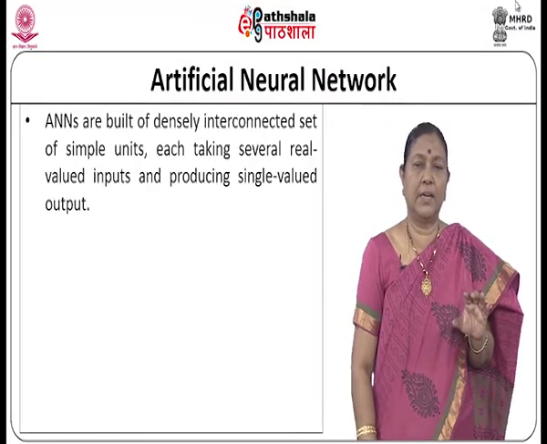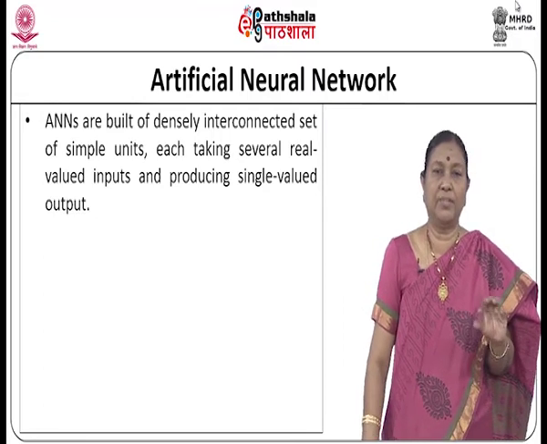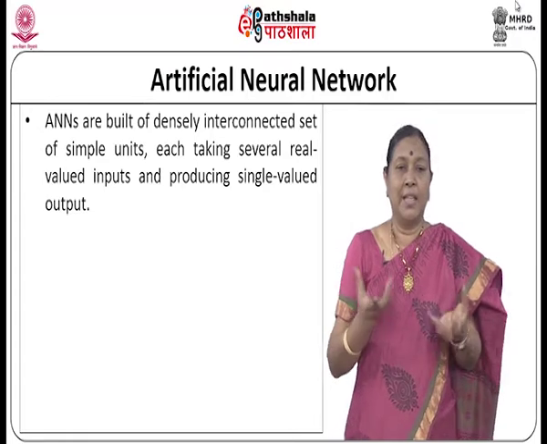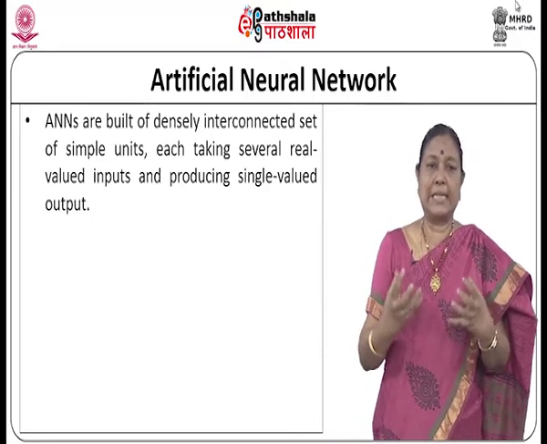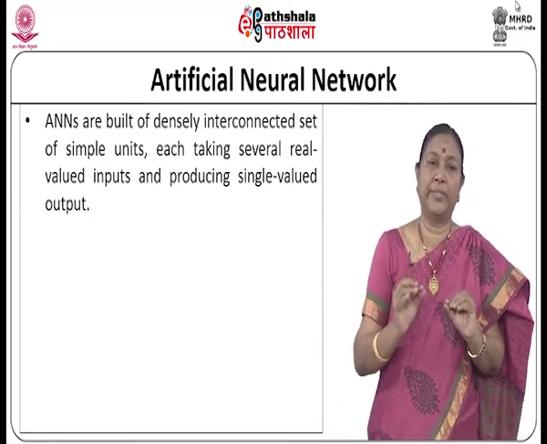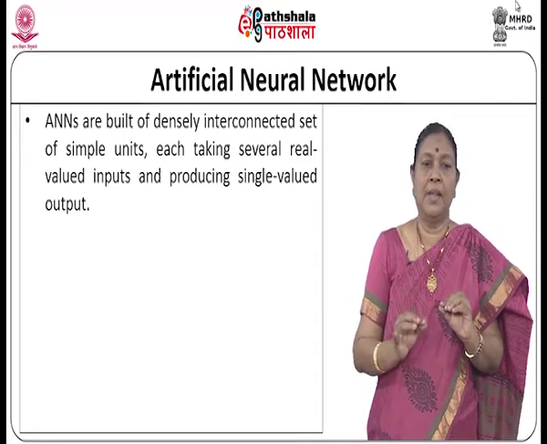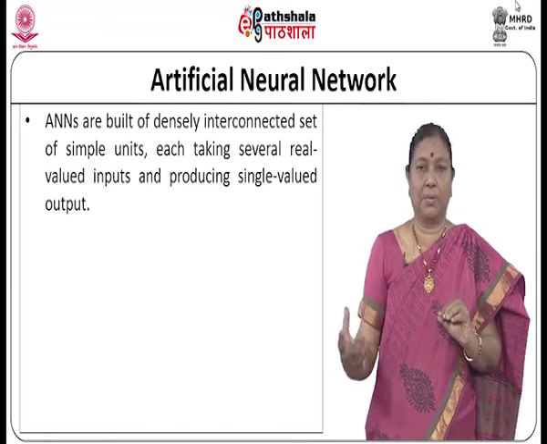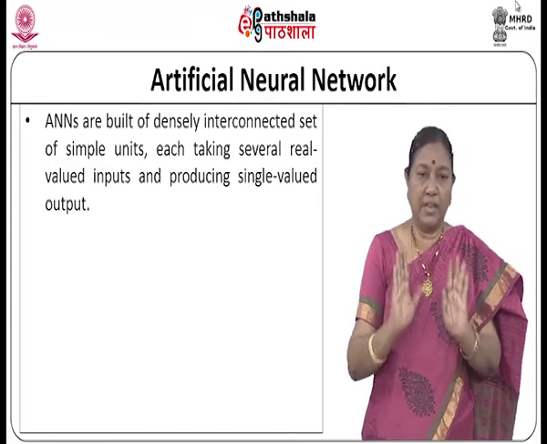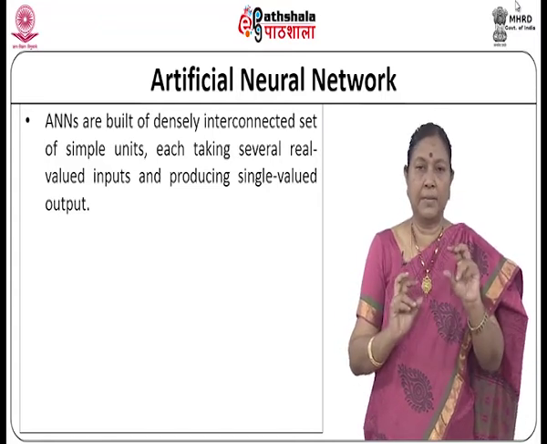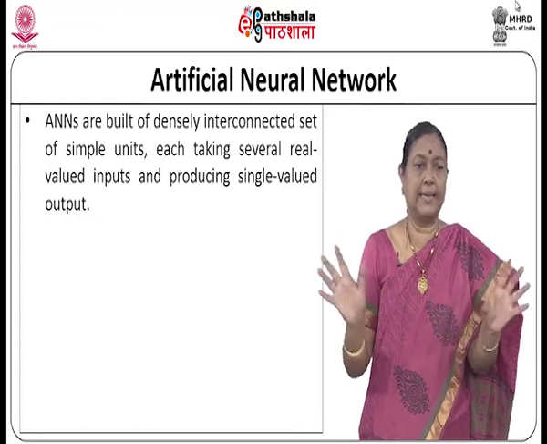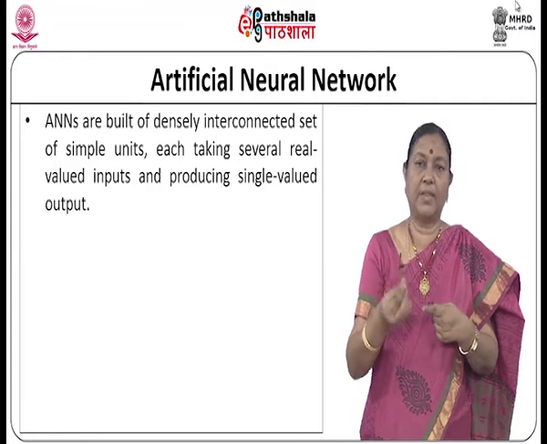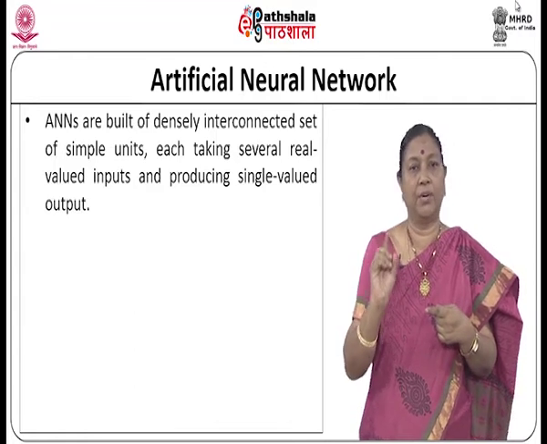Now we are coming to what artificial neural networks actually are. They are built of densely interconnected sets of simple units. Each unit of an artificial neural network is simple. It takes several real valued inputs and produces a single valued output. This is the basis of any artificial neural network. It is built of a densely interconnected set of simple units, and the simple unit takes several real valued inputs and produces a single valued output.